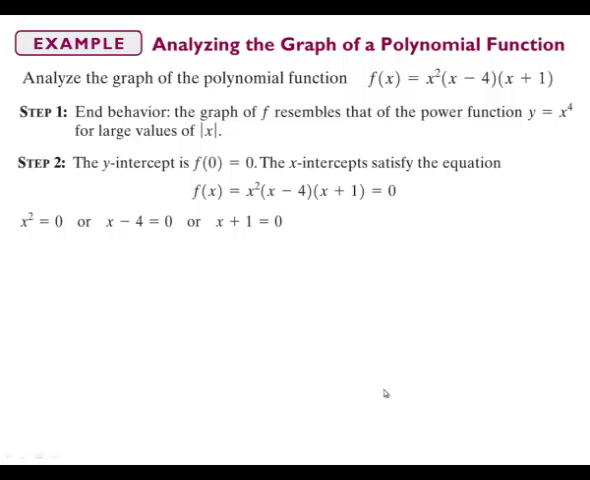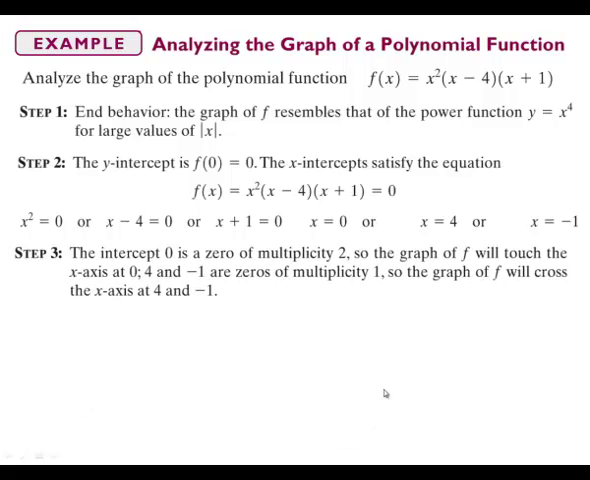Well, at 0, it has a multiplicity of 2. So that means, is that going to touch 0 or is it going to cross at 0? And you should have said it's going to touch. Now, the x minus 4 has an odd multiplicity, right? Multiplicity of 1. So it's going to go through the x-axis at 4. And it's also going to go through the x-axis at negative 1.